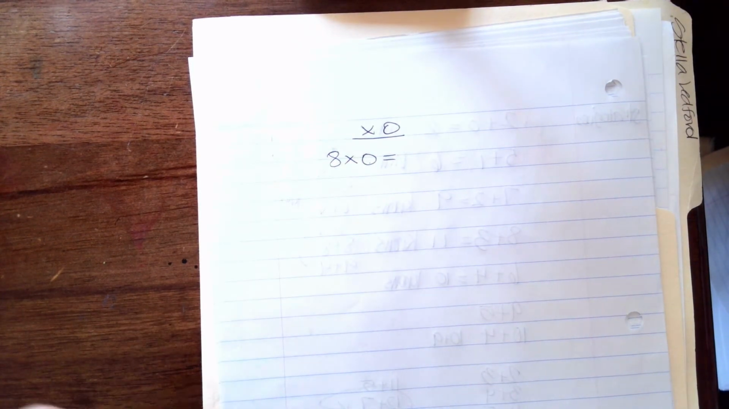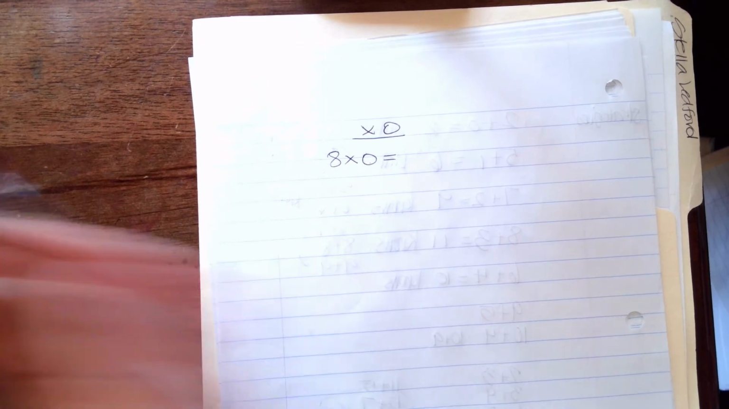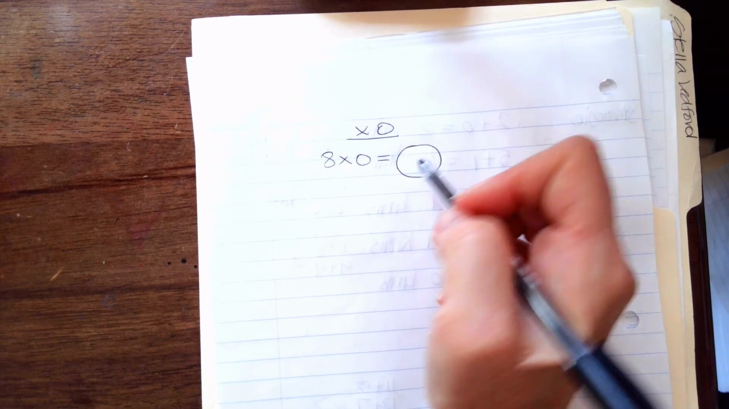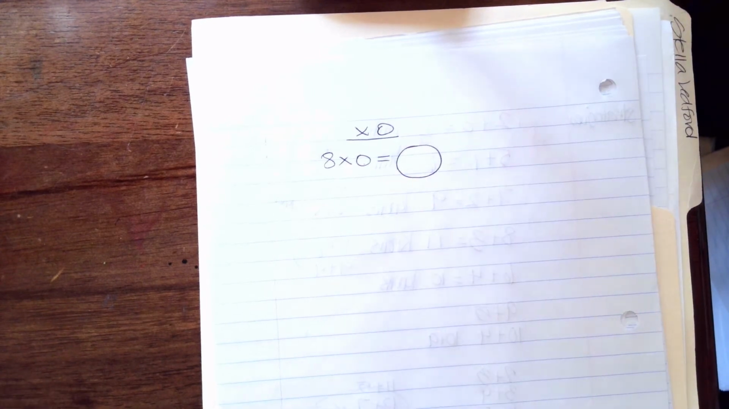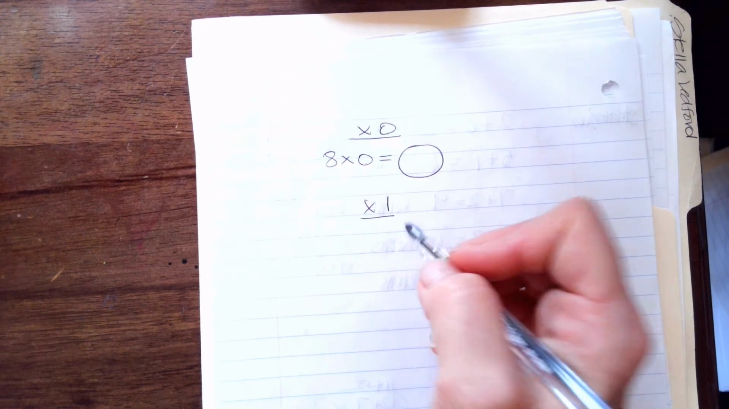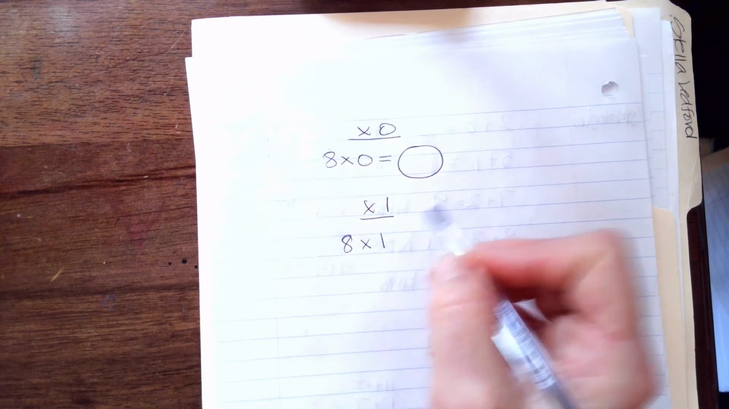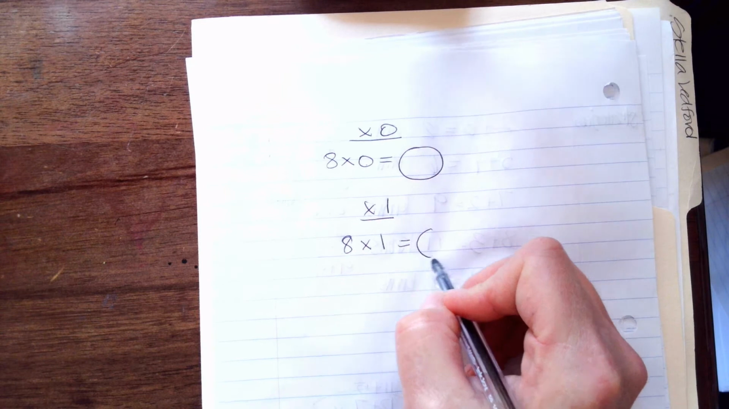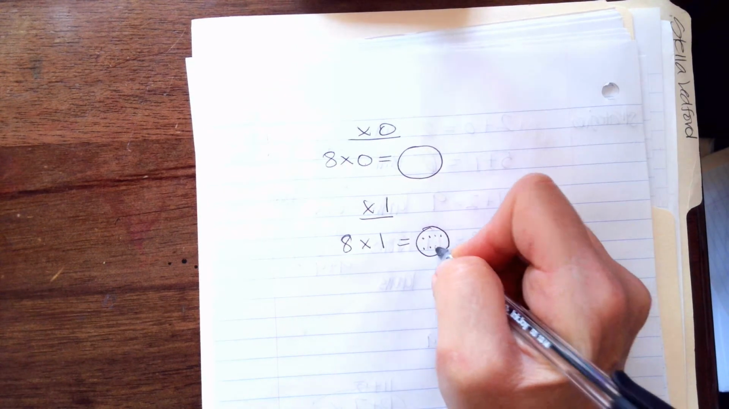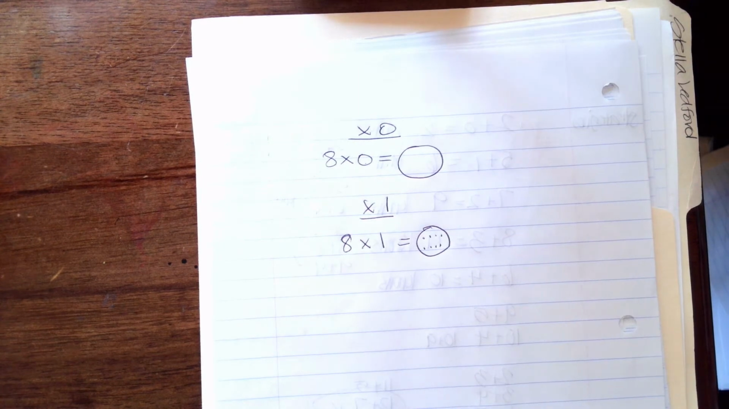So you have 0 groups of 8. That's this. Here it is right here. Nothing. There's nothing in here, right? If I had times 1, that means 1 group of 8. So what I would do is I would make a group and I would put 8 digits in there, or 8 marbles, or 8 anything.